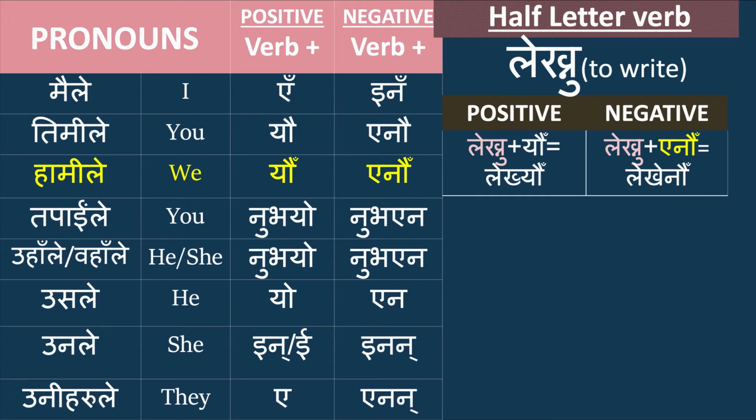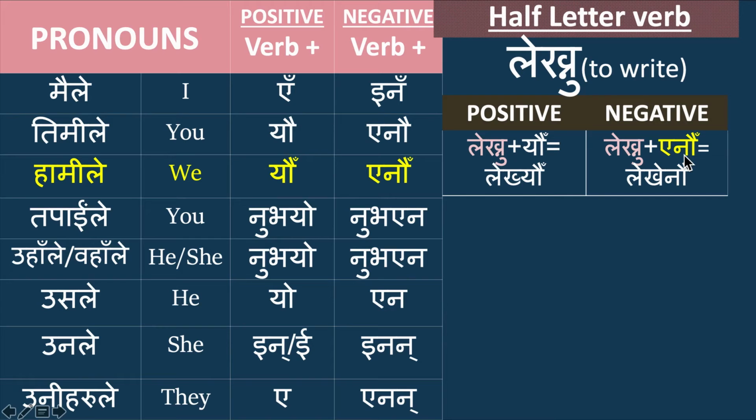Let's see the positive and negative change of lekhnu. Lekhnu plus yo. Here also nu is removed and yo is added. So final is lekhyo. Here you can see half kha and yo is separately written, but in lekhnu here nu is combinedly shown. So don't be confused in this font. It is le, half kha and nu again.